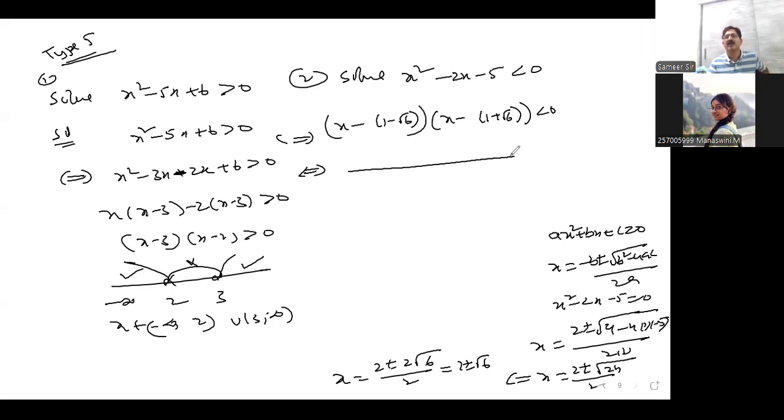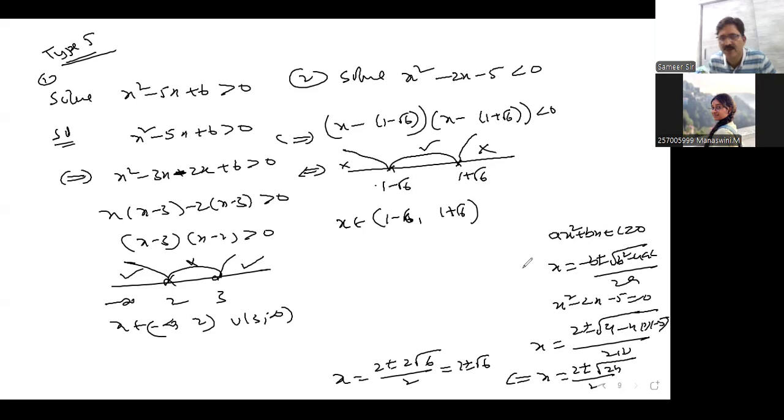Okay. Less than means what? Less than means the region between the roots. You can write like this: x belongs to 1 minus root 6 to 1 plus root 6. Clear? Manaswini garu, clear? Like this you have to find it.